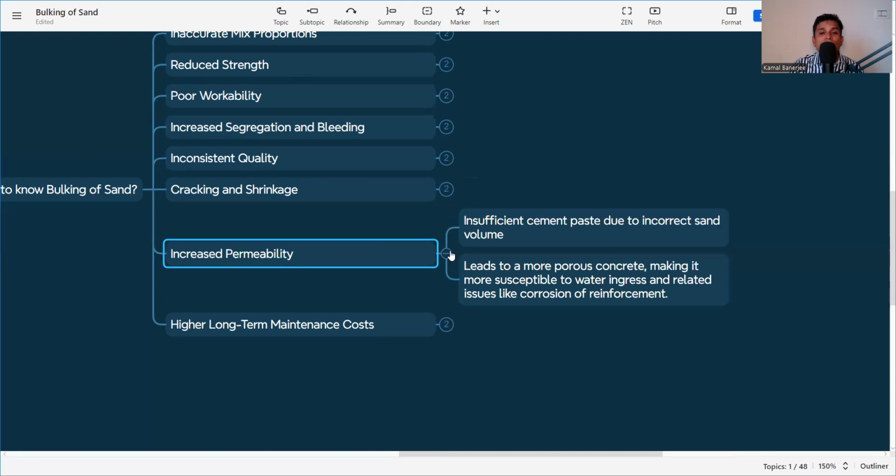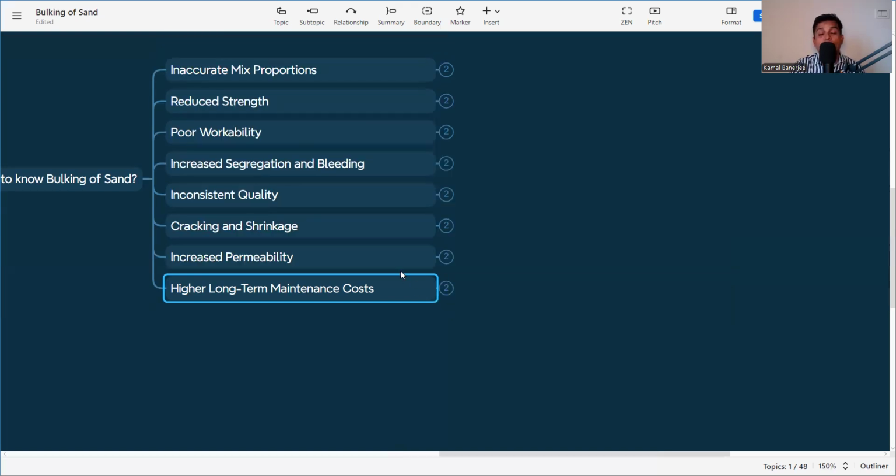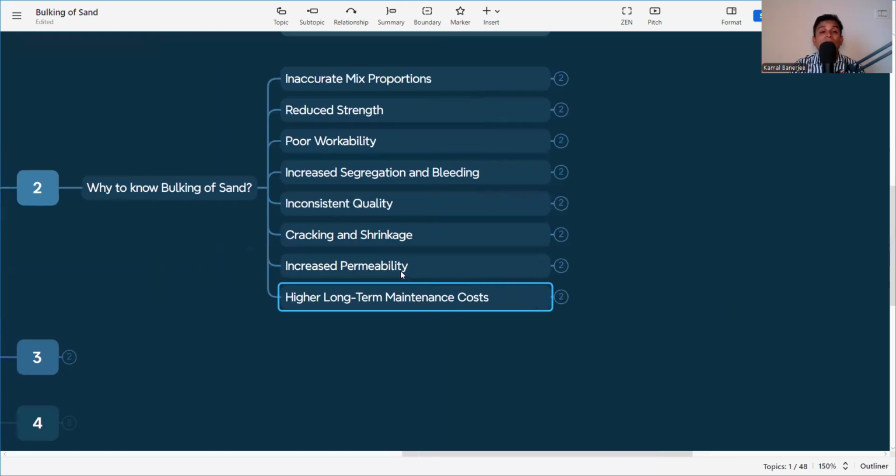Then higher long-term maintenance cost. As we are not pouring the right balance of concrete or the right proportion of the mix, it will be weaker concrete. And if it is weaker concrete, we need to do long-term maintenance. And if we need to do long-term maintenance, what will happen? It will increase the cost of the project. So there is the cost of maintenance, and also a chance of structural instability. So these are the things on which bulking of sand can have a detrimental effect.